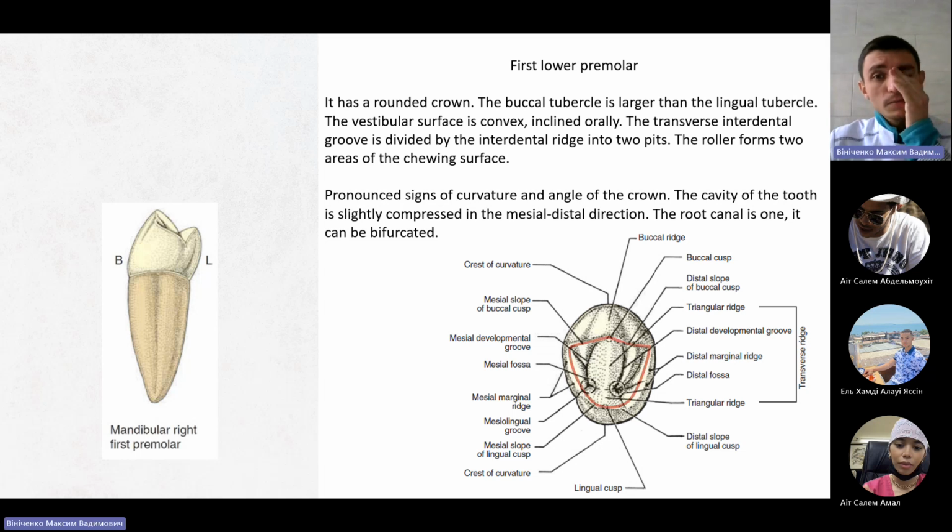There is a transverse ridge, triangular ridge, distal developmental groove, distal marginal ridge, distal fossa, and triangular ridge.